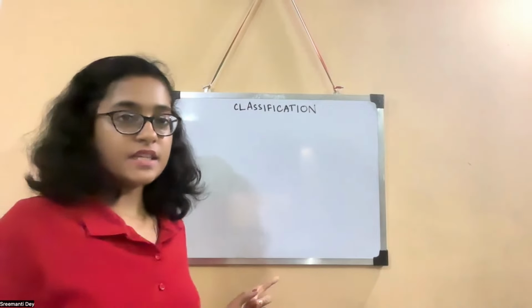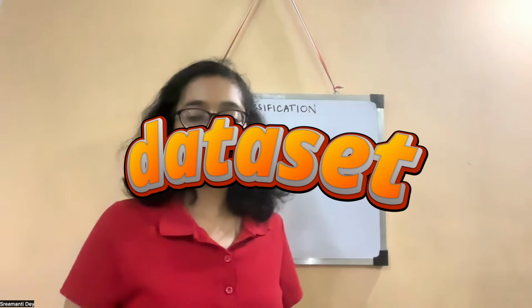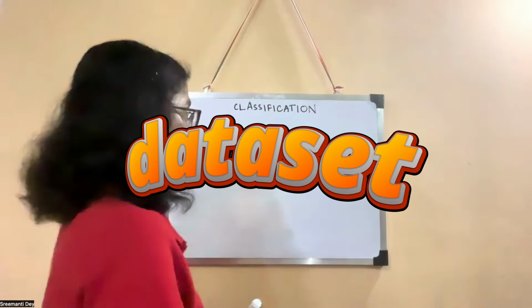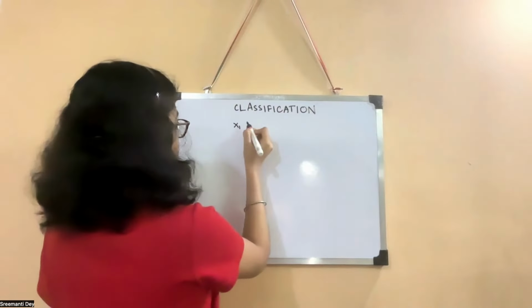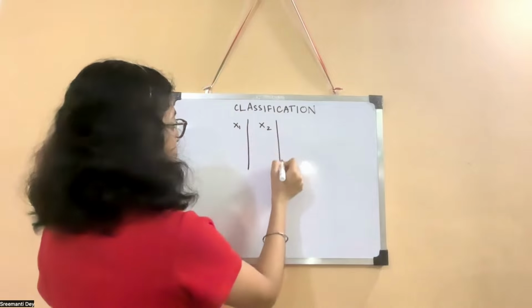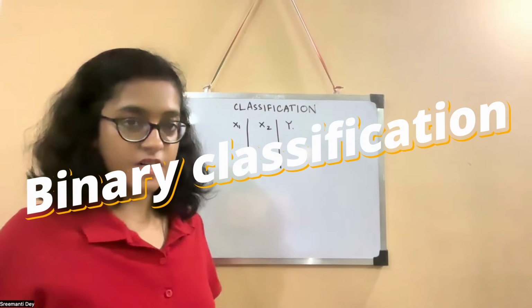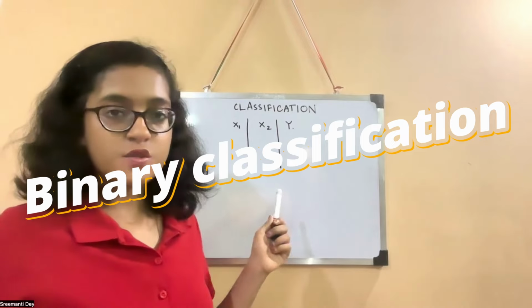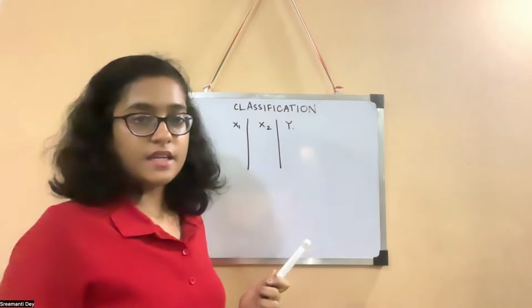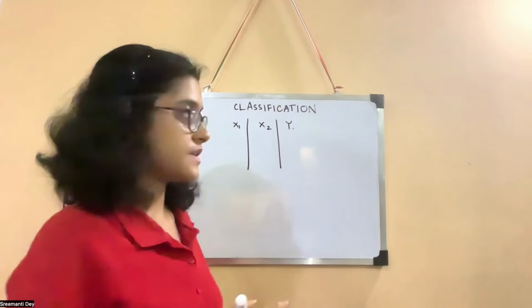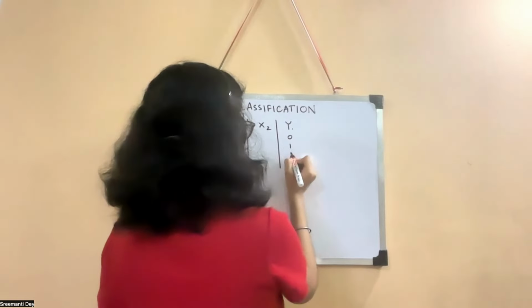So the first thing that comes is, what is the problem that we are trying to tackle here? The first question always is, what's the data set? What does the data set look like? It looks something like this. As I said, we'll start with the simplest form first. So x1, x2, and y. y is basically either 0 or 1. We'll be tackling binary classification first. So y is either 0 or 1.